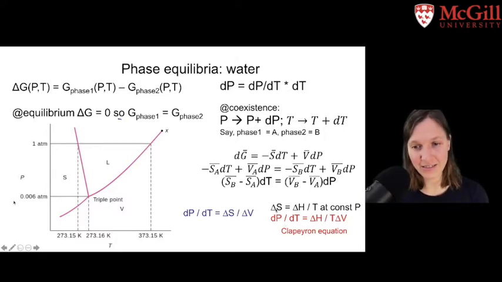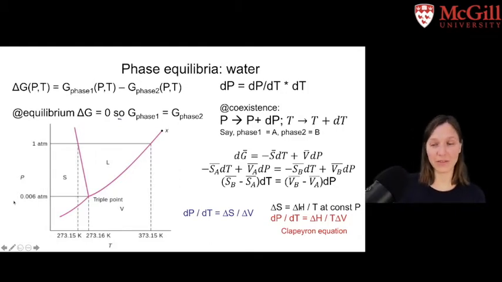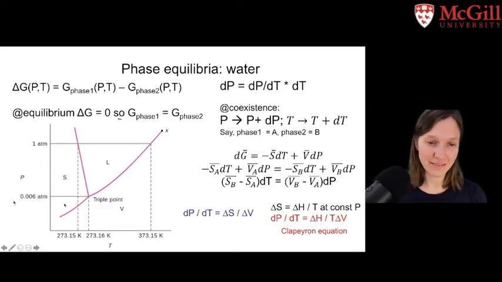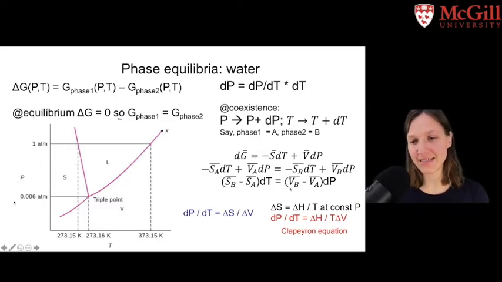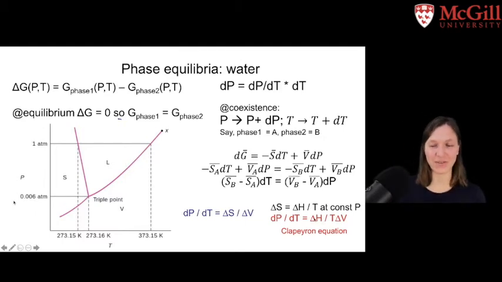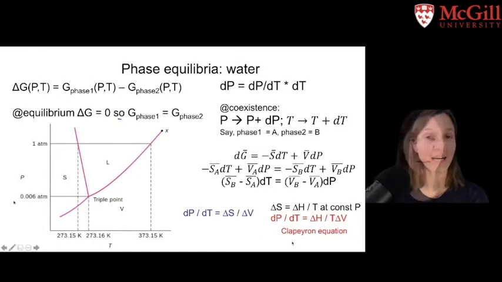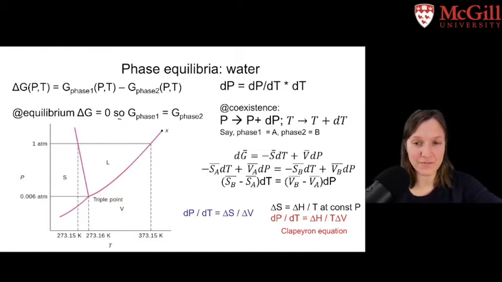equate the change in entropy with enthalpic change divided by temperature. Right? As we've seen before, at constant pressure, the change in entropy is just enthalpy divided by T. And so we get that the slope of these lines is given by the enthalpy change divided by temperature divided by the change in molar volume. And that is what people refer to as the Clapeyron equation.